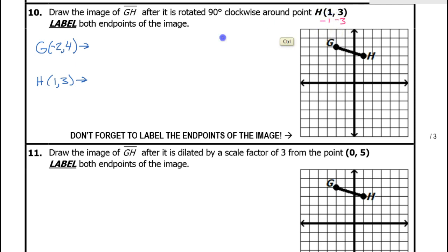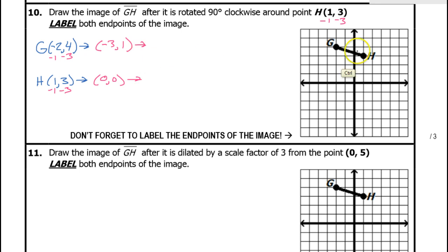Then take that and do it to everything. So I'm going to do -1 and -3 to all of the points that I want to rotate. This will move these points to be revolving around the origin instead of revolving around H. So this will become the new point -3, 1. And this will become 0, 0, because that is the center of rotation.